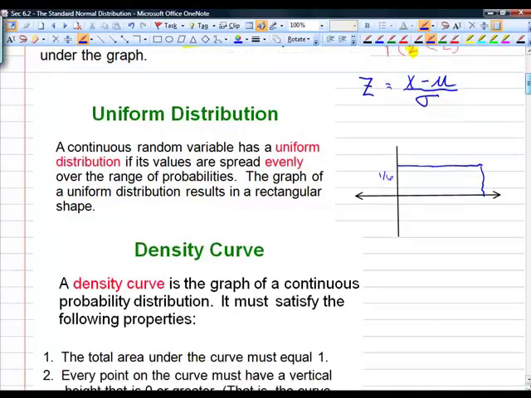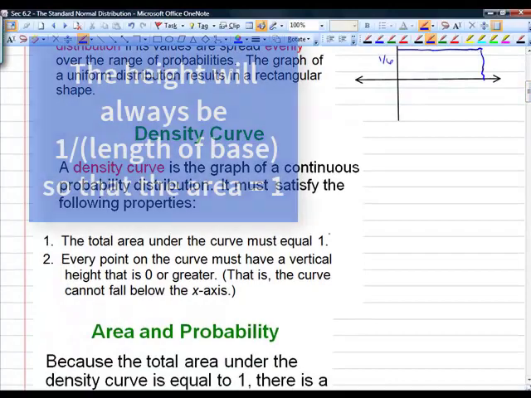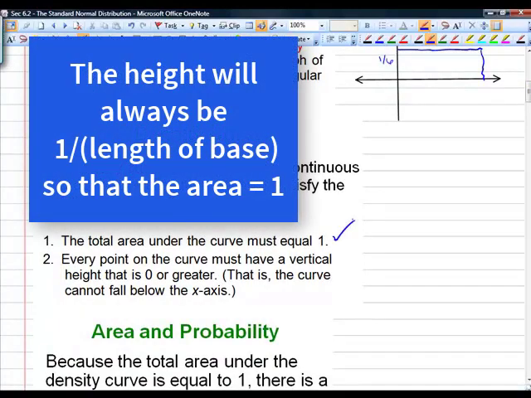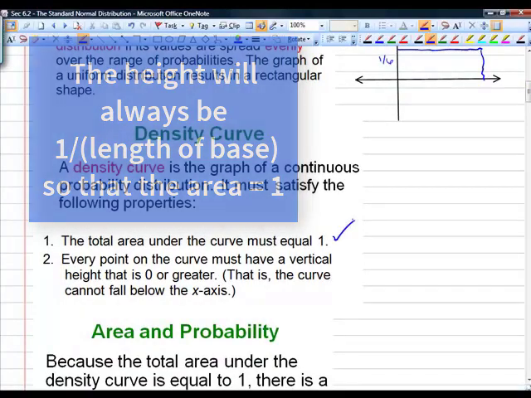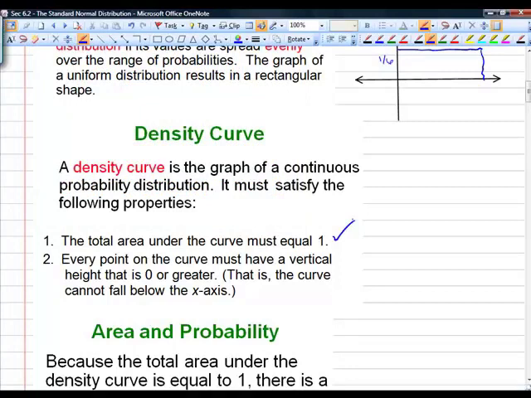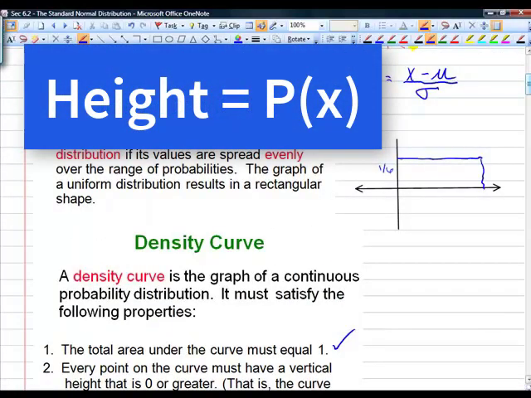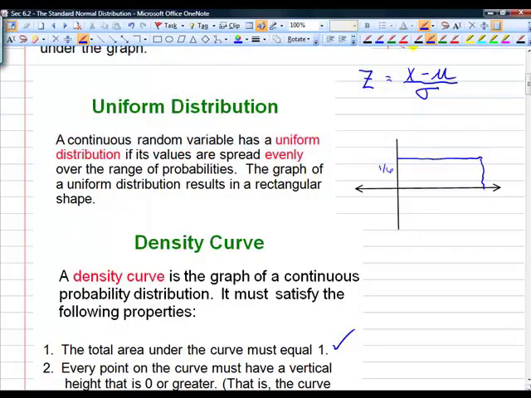That's one of the conditions that must be satisfied. The total area under the curve must be 1. And then every point on the curve must have a vertical height that is 0 or greater. Well, that means that you can't have any negative values for x. With a uniform distribution, the probability of all the possible values of your data would be equal.